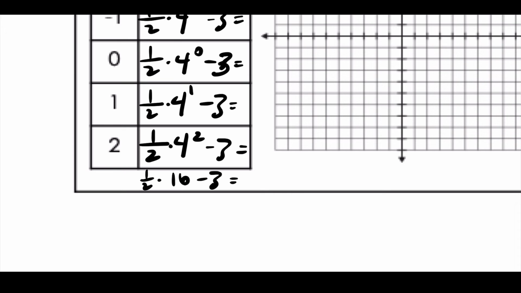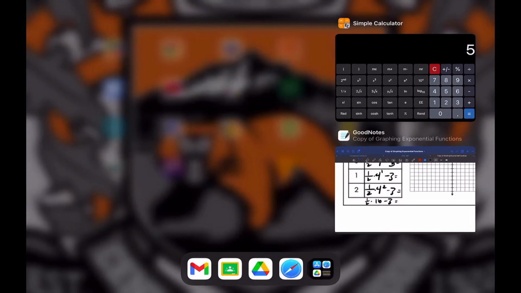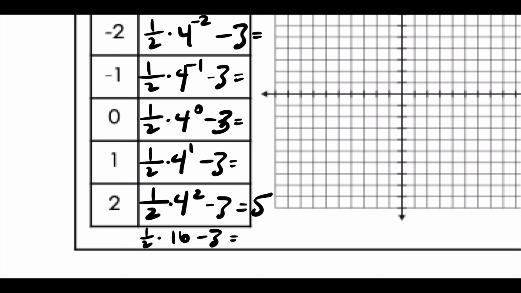1/2. My calculator doesn't do fractions, so I'm going to change 1/2. What can I change 1/2 to? 0.5. Good. Times 16 is 8. And then I'm going to take away 3. I get 5. Okay, so this guy is 5. It's my first dot. 2, 5.